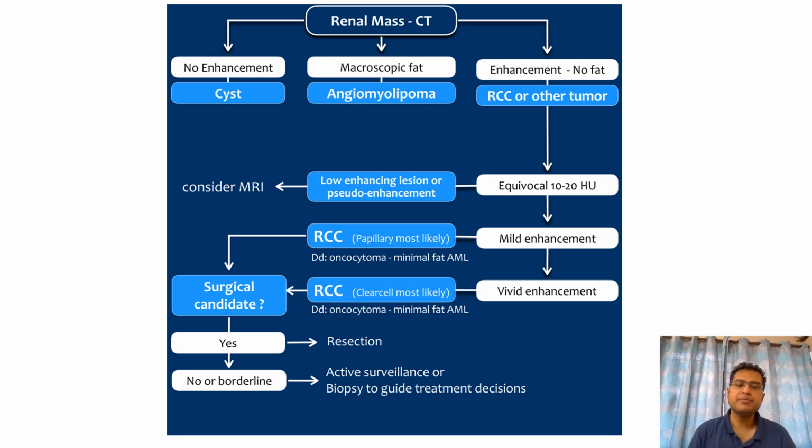If there is mild enhancement, which is seen in hypovascular tumor like papillary renal cell carcinoma, differentials include oncocytoma and minimal fat AML. If there is vivid enhancement, it is most likely a clear cell renal cell carcinoma. DDs again include oncocytoma and minimal fat AML. So this patient, in this case, showed significant enhancement with some areas of necrosis. So we'll think of renal tumors in this particular case.